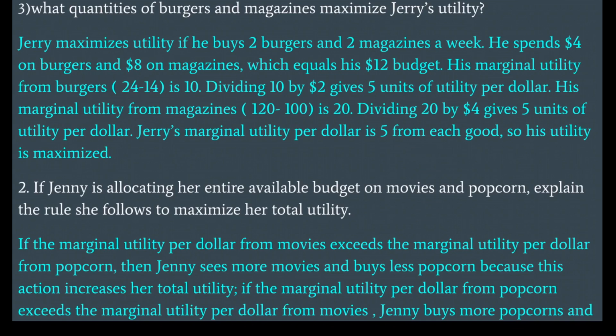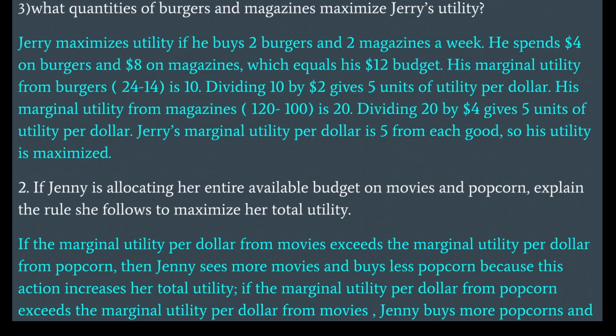His marginal utility from magazines is 120 minus 100, which is 20. Dividing 20 by $4 gives 5 units of utility per dollar. Jerry's marginal utility per dollar is 5 from each good, so his utility is maximized.